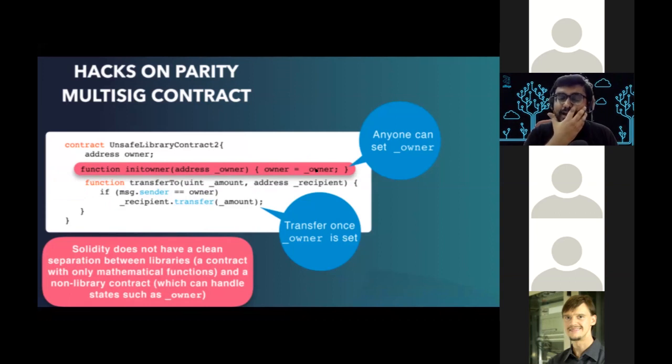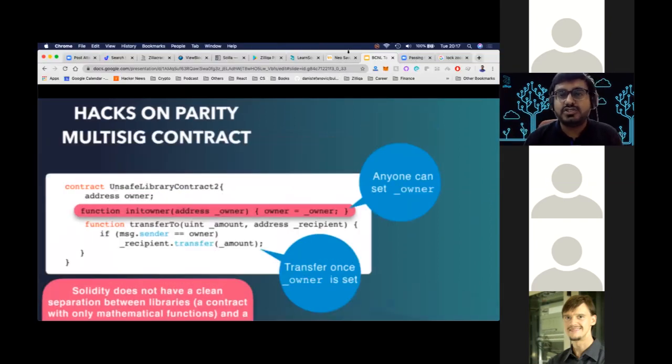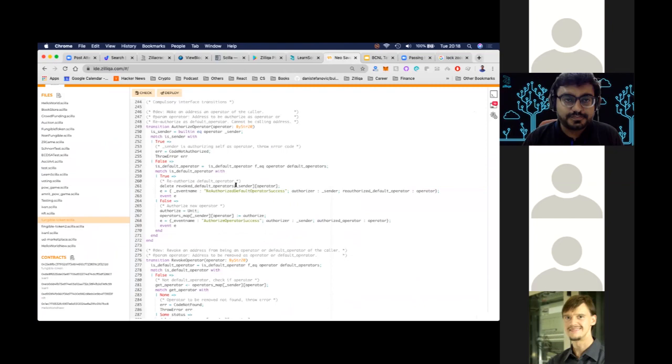Solidity does not have a clean separation between libraries and a non-library contract. And I think they have added support for immutable variables with the recent update. Those are basically variables that you can never change. In Scilla, that has been there from day one. People can define certain variables. Like I can show you a contract here.